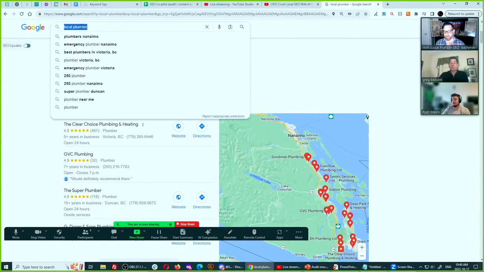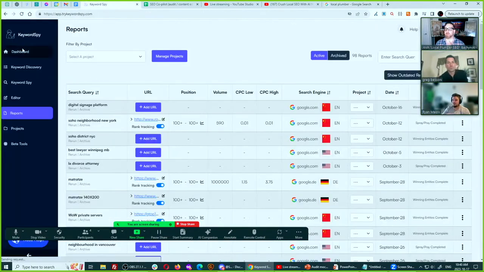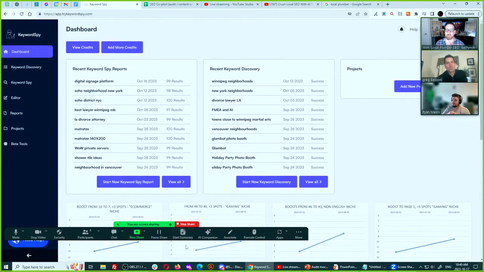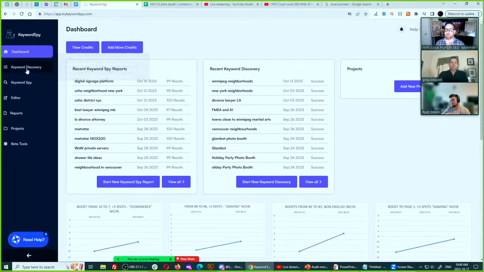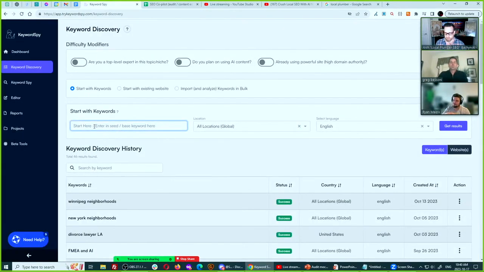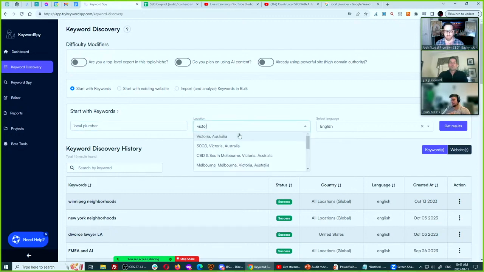Let's find out. So what Ryan is talking about here is something that we take very seriously in our super smart SEO consultant in a box, Keyword Spy. I would go here to keyword discovery. I would start here and I would put in my seed keywords. I'm going to go through this really quickly. And in fact, I would do, okay, just Victoria, BC.